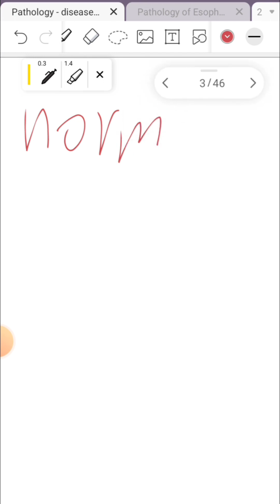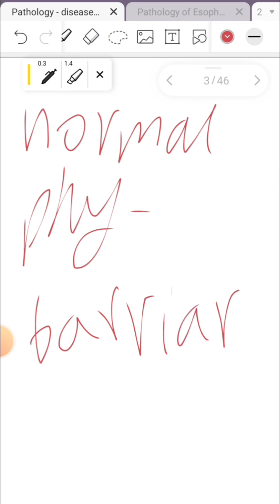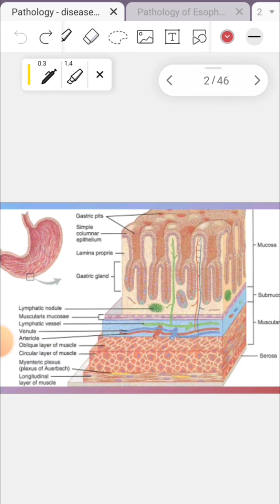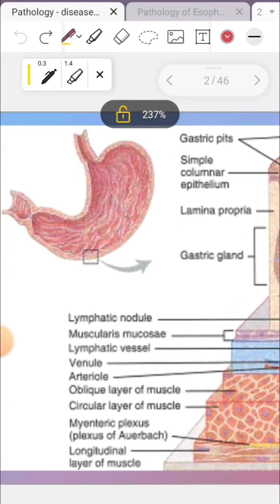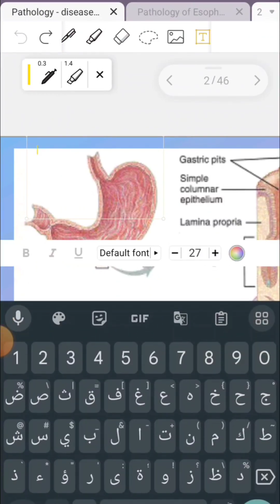What are the normal physiological barriers or normal physiological mechanisms? There is HCl. The gastric mucosa is exposed to HCl secretion, highly acidic. What are the normal physiological mechanisms? Why don't we get ulcers? Why does the normal population not? Okay, go ahead. Yes, intact blood flow.